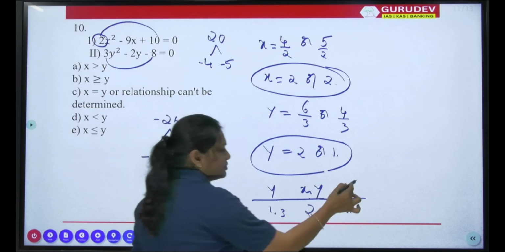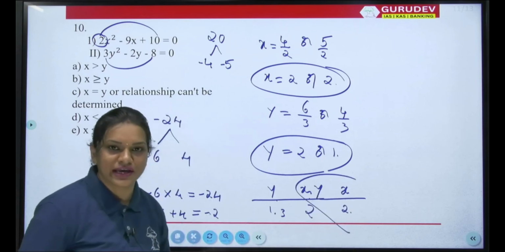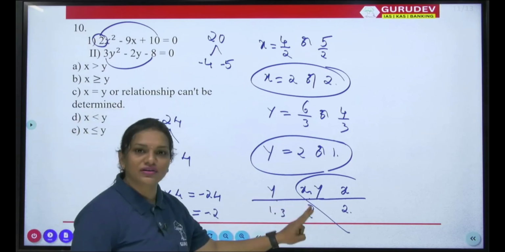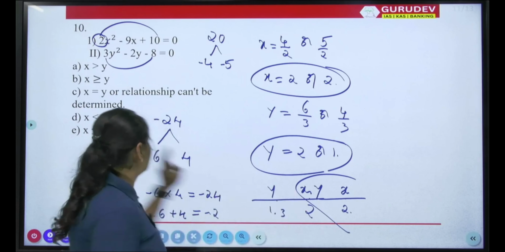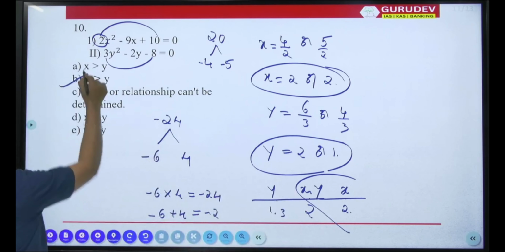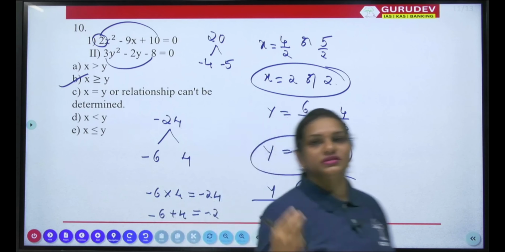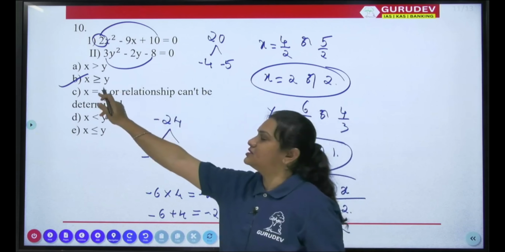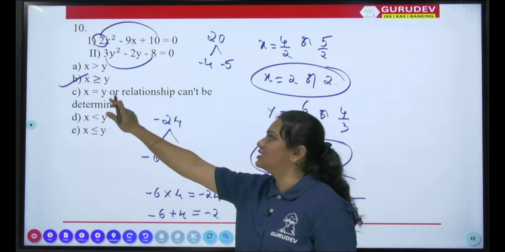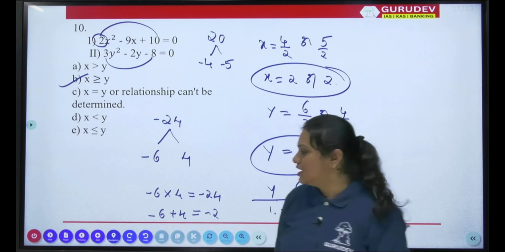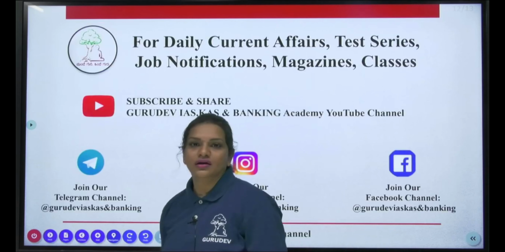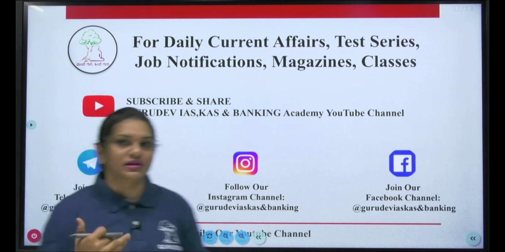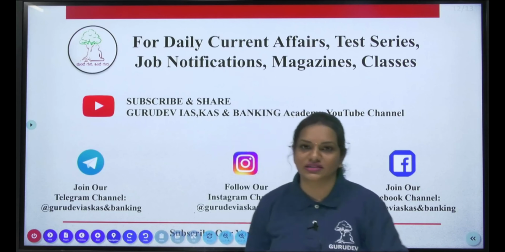So the rightmost variable is x. The x value is greater, and since we have the common root, the right option will be option B. Since the greatest, rightmost variable is x, x is greater than or equal to y will be the right answer for question number 10. I hope it is clear for everyone. So these are the previous year based questions, right? Practice still. Let's take a few more questions in the next class.